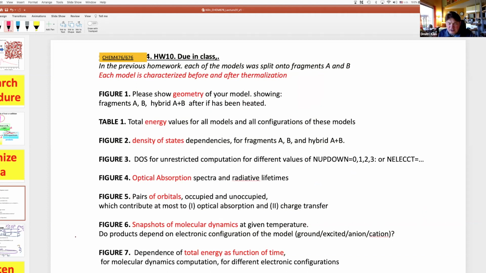This seven figures is a little too much, but you can take it as a template. So show the geometry, a table with geometries of several configurations, density of states like before and after thermalization of fragments and hybrid. Then if you were changing the number of electrons or number of unpaired spins, it could be an additional figure.